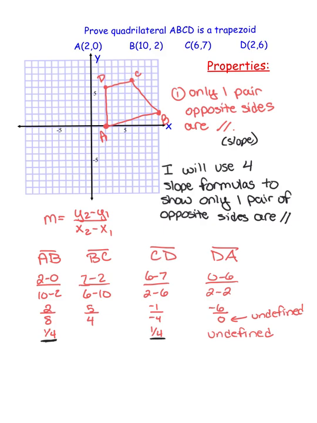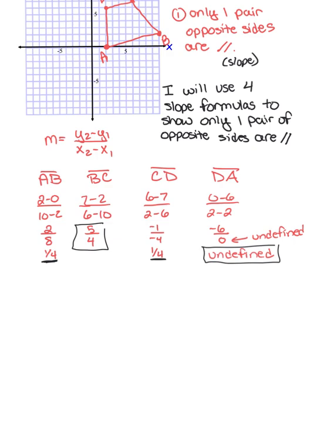Hopefully you remember that if 2 things have the same slope, they're parallel. This slope here is 5/4, and this slope here is undefined. That means that they are not parallel or perpendicular. So that shows that I have a trapezoid. So now again, we have to write a conclusion to explain what our work, the 4 slopes, show.